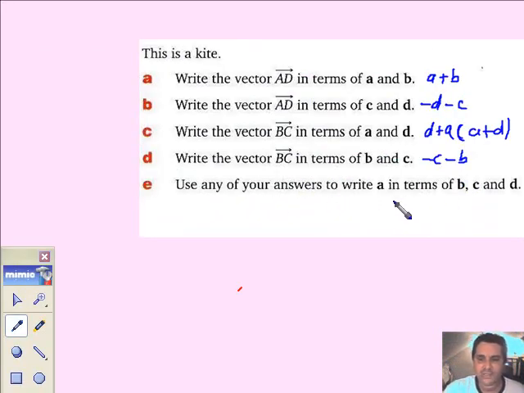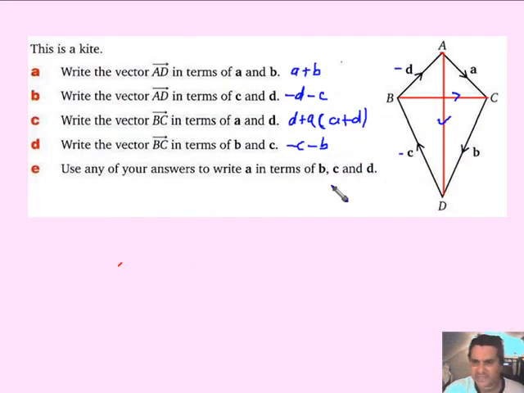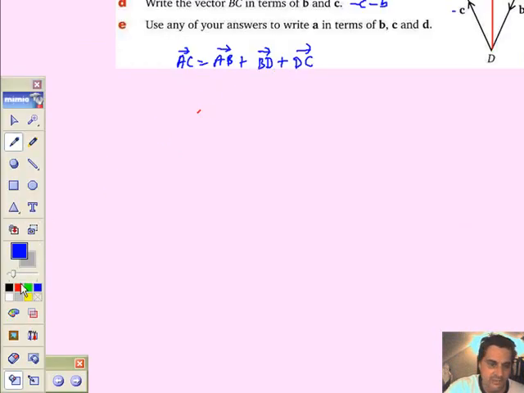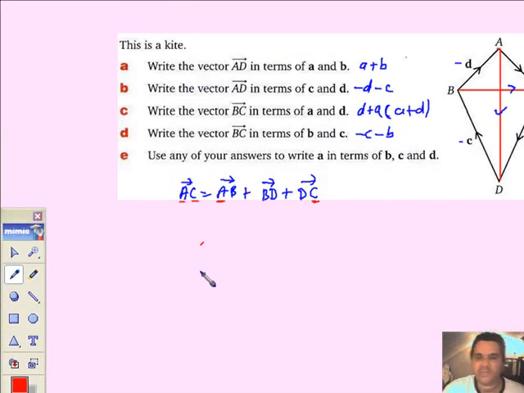Use any of your answers to write A in terms of B, C and D. Right, how do you do vector A from A to C? I've got to go down here, and up there. So let's just write it fully then. To go from A to C, I must go from A to B, and then I must go from B to D, and then finally go from D to C. And as you can see, I'm going from A to C. There's A, there's C. So I've got the direction correct. So let's just do that mathematically then.